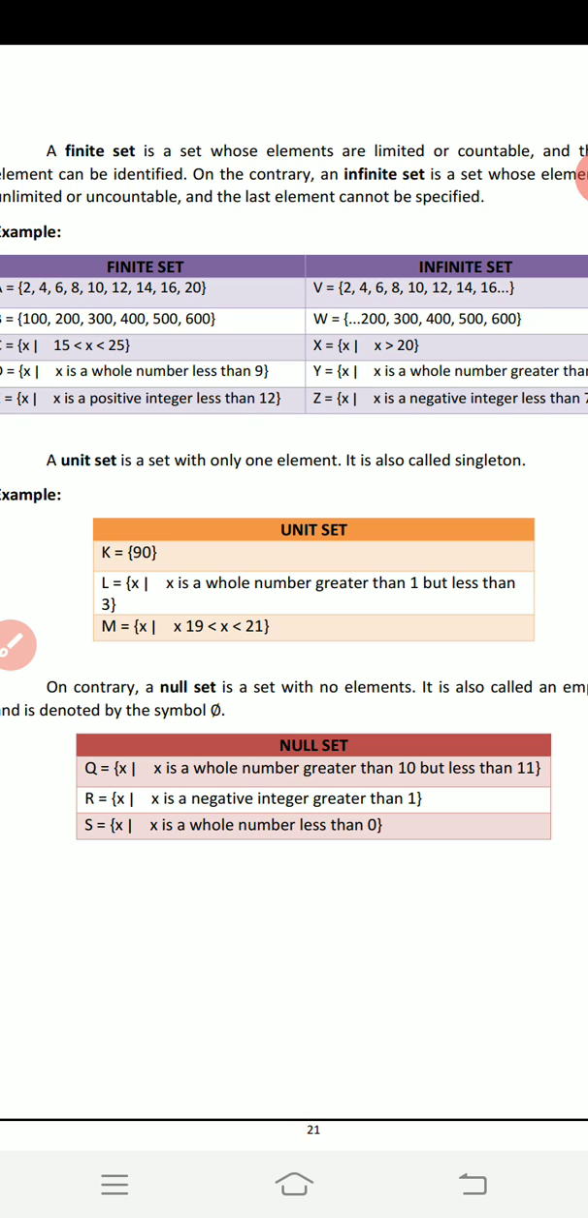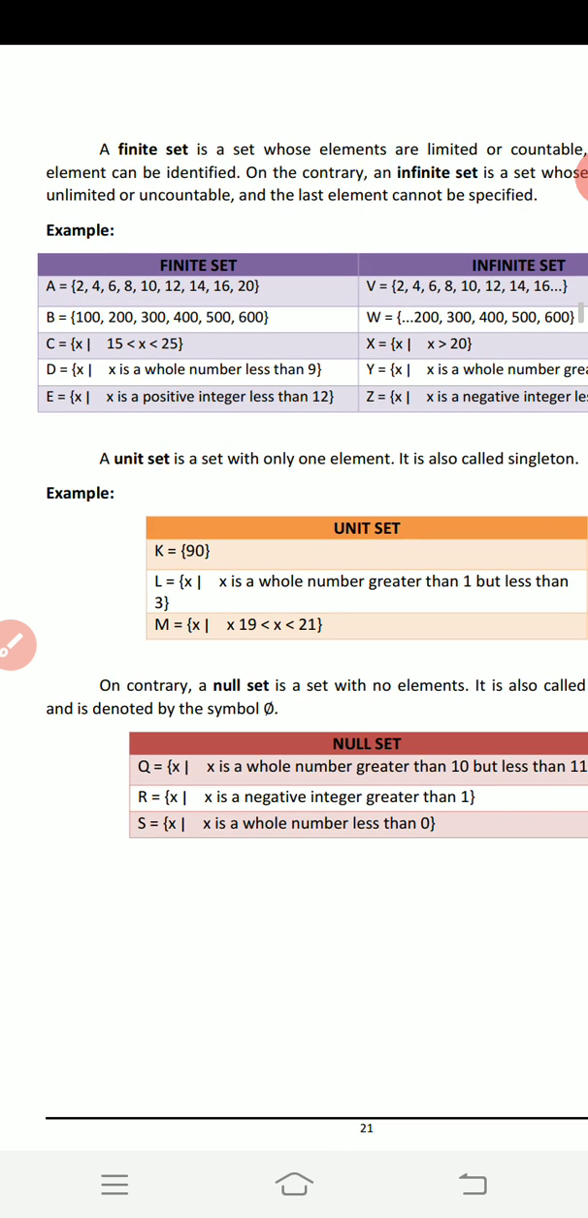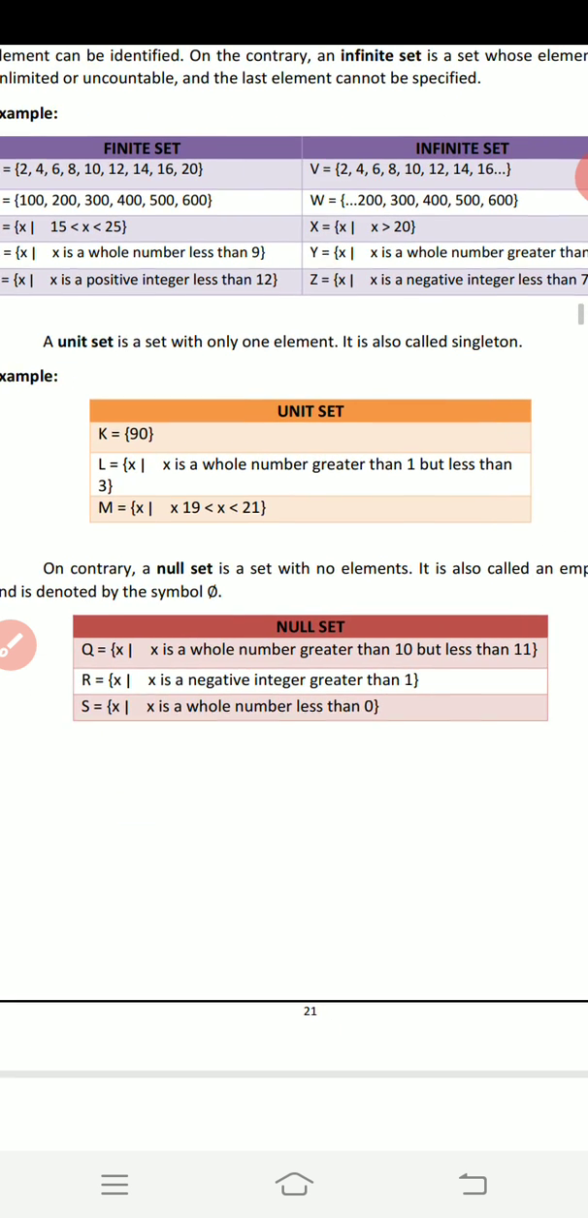So we also have to classify the set according to its number of elements. So first we have the unit set. From the word unit, it is a set with only one element. It is also called singleton. Example natin dito, isa lang, from the word itself, isa lang ang laman ng unit set na to. Unit set is also called singleton. Single siya, wala siyang kasamang elements sa set.